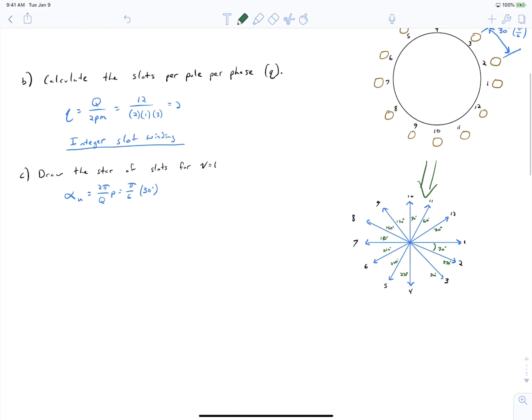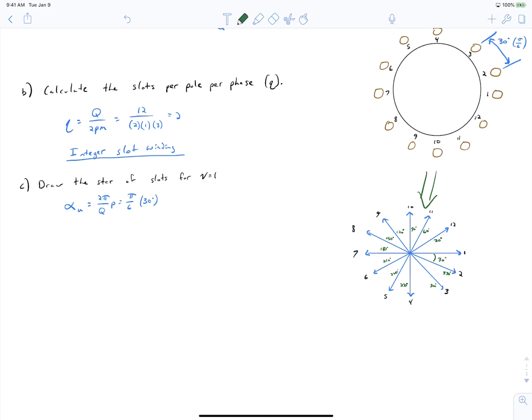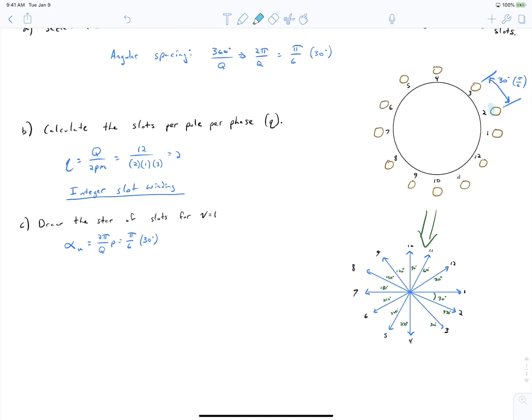You should have the following diagram on your worksheet. So we start off by noting that the phasor spacing between adjacent slots is going to be 30 degrees, or pi over 6. And then every 30 degrees going clockwise, we labeled slot phasors. It's important to notice that the numbering of the slots in our diagram goes counterclockwise, where our phasor progression is clockwise. And this is because, again, this star of slots rotates in the counterclockwise direction.